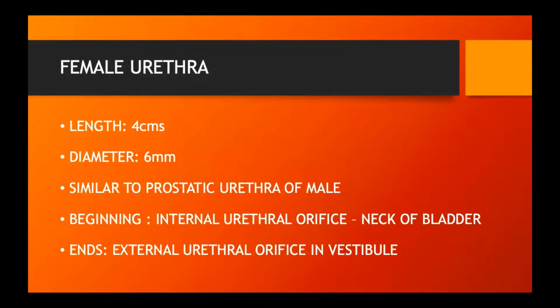The female urethra has a length of 4 centimeters only. In some books you will even find 4 to 5 centimeters in length, and a diameter of around 6 millimeters. It is similar to the prostatic urethra of the male because both have the same kind of length. The beginning is at the internal urethral orifice, near the neck of the bladder, and it ends at the external urethral orifice in the vestibule of the female perineum.